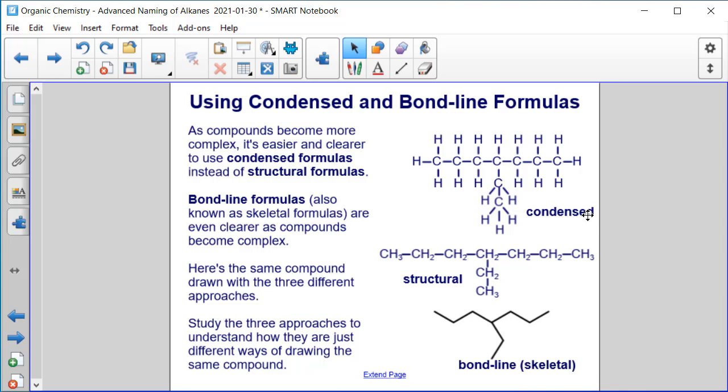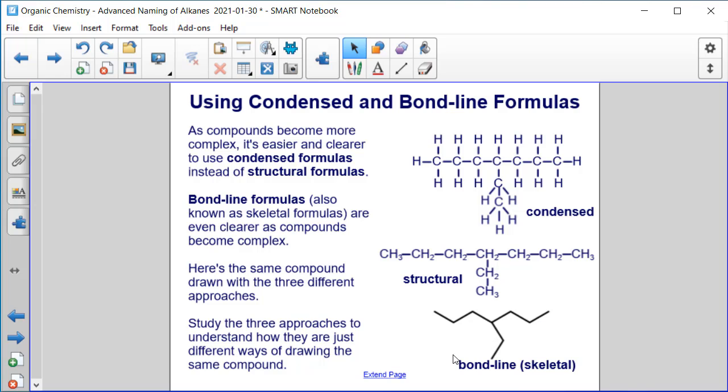So we can see in this structural form, we show every single carbon and every single hydrogen bond. In the condensed formula, we just show how the carbons are connected, which is important so that we can find the longest chain, but we don't feel the need to draw bonds for every single hydrogen. We can just say how many hydrogens are bonded to each carbon.